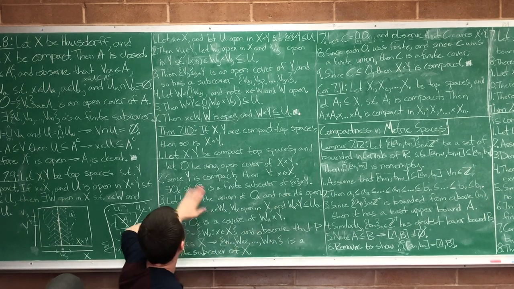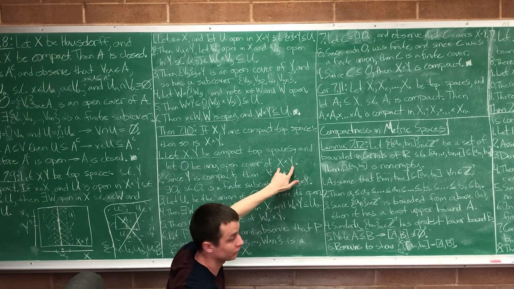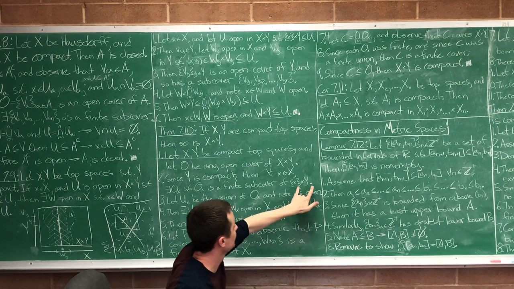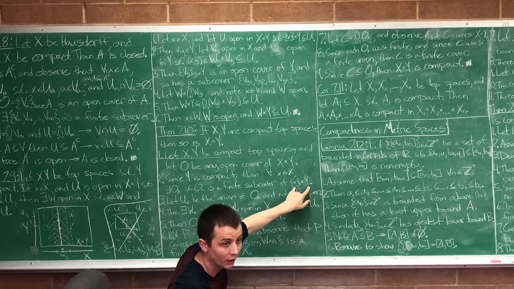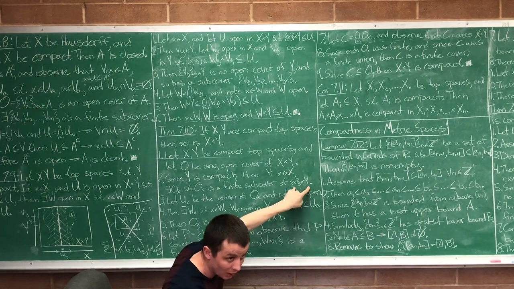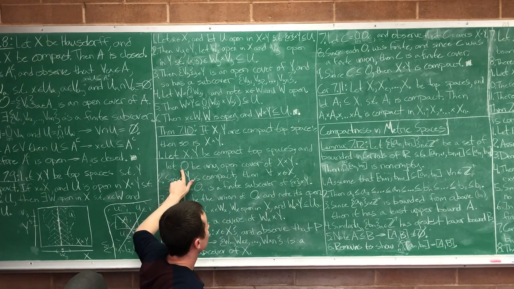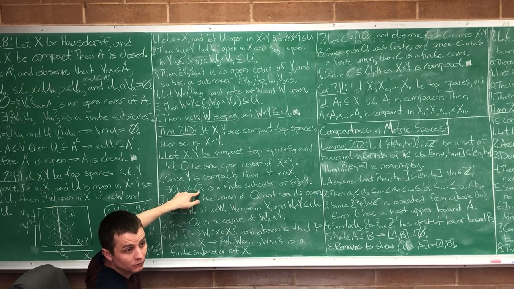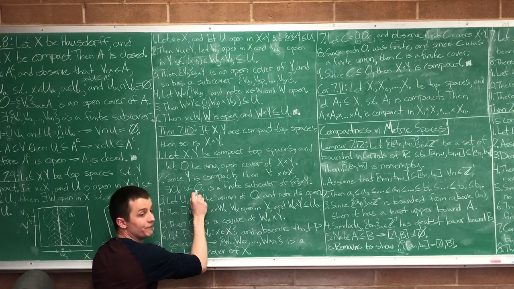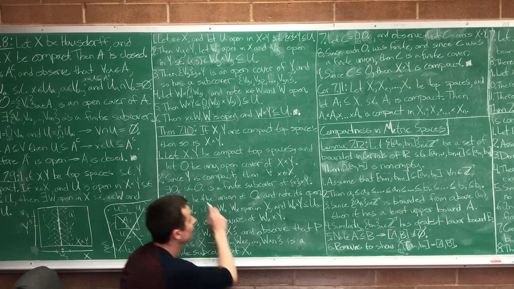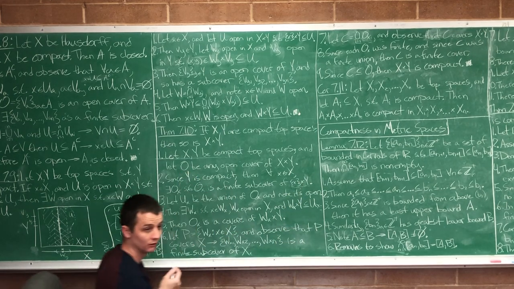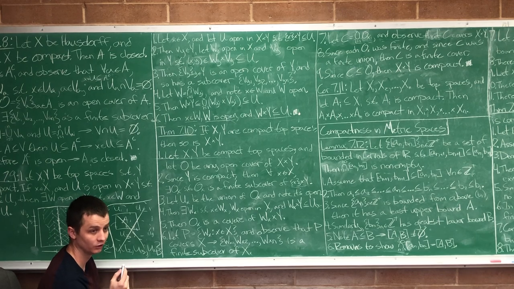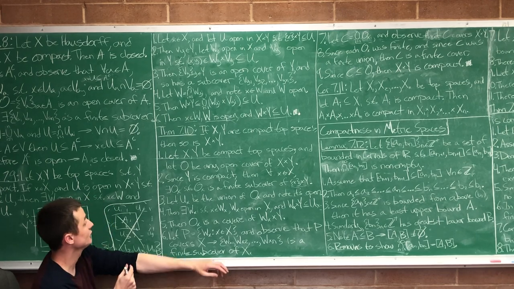So, big O covers all of x cross y, so big O definitely covers little x cross y. So there has to be a finite subcover of big O that covers little x cross y. Call it O sub x. So O sub x is a finite subcover of this thing, which still covers this. Good? Okay.